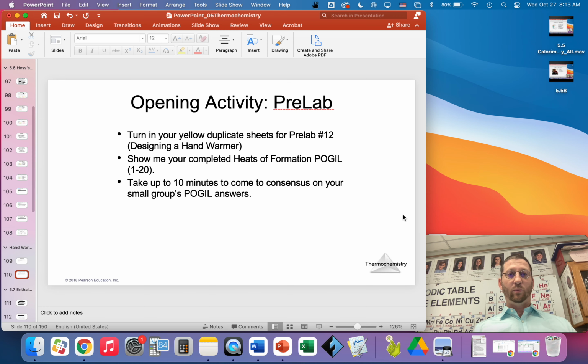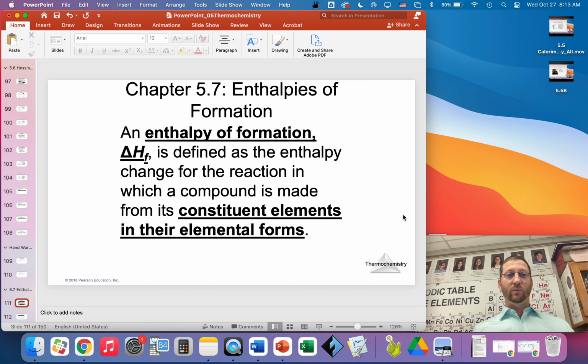You can see here we're going to be getting ready for our own calorimetry experiment. We're going to be designing a hand warmer lab, looking at the enthalpy of forming solutions, various salts in water. And then eventually what we're going to work on is chapter 5.7, which would be the enthalpy of formation. That's a very specific type of reaction, a formation reaction, and we're going to figure out what the enthalpies of formation are for those reactions.